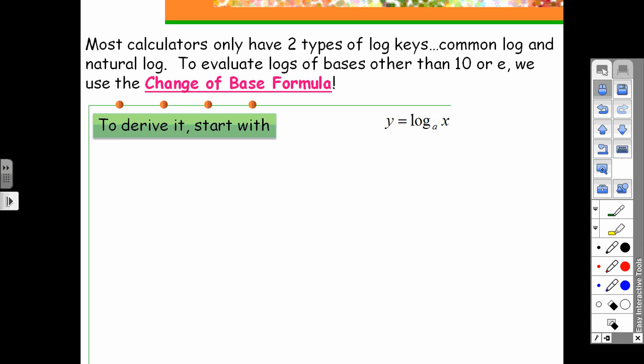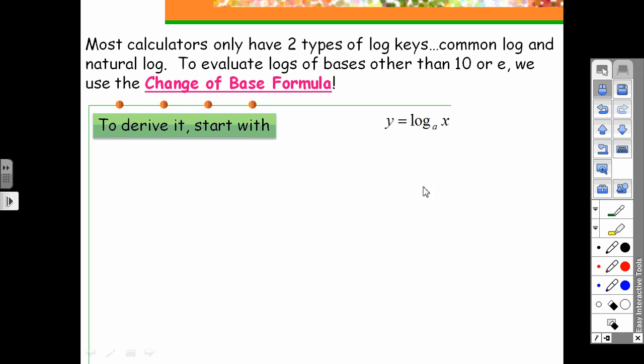The idea is that your calculator only has two types of log keys. It's the common log with base 10, or the natural log, which is base e. So if we needed to evaluate a log that did not have one of those bases, but we needed to use a calculator for it, we're going to have to use a change of base formula. So let's go ahead and derive it.